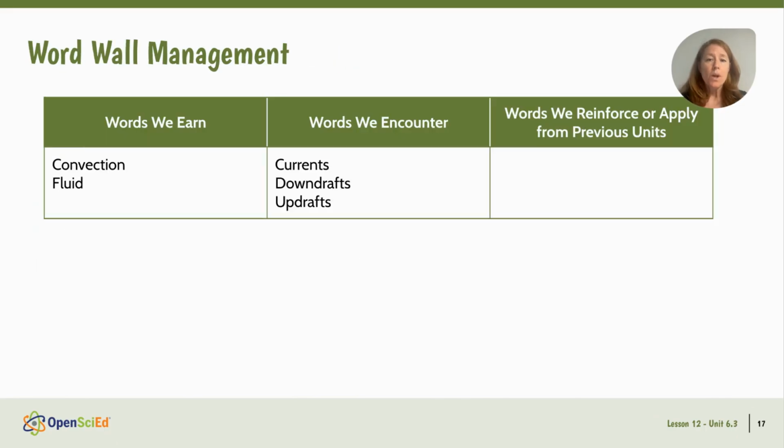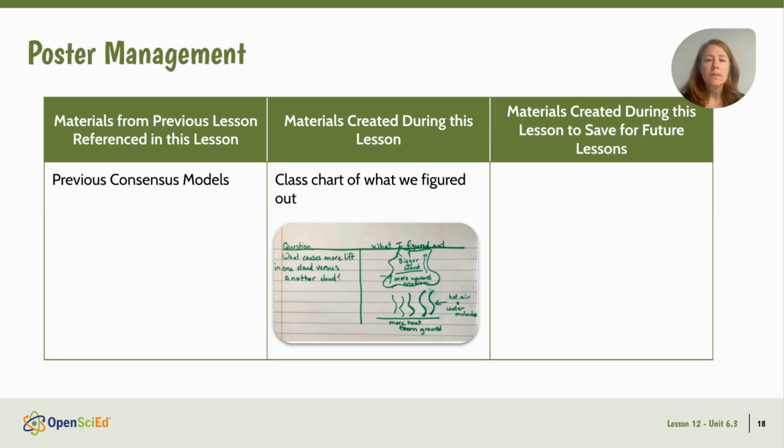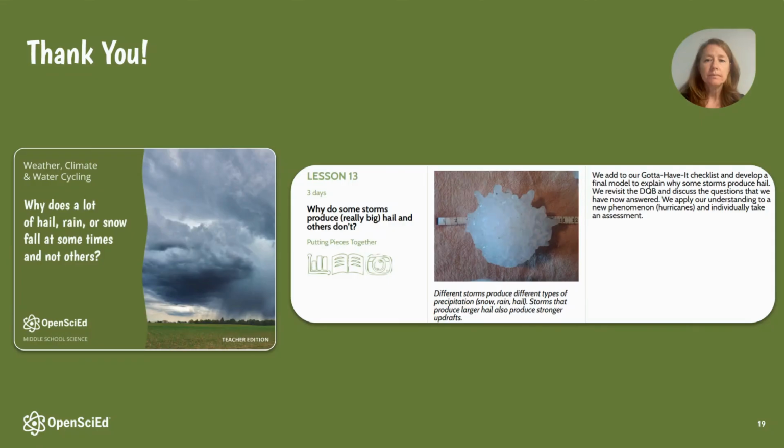During this lesson, we'll add the words convection and fluid to our word wall. We're also going to explicitly name the movement of the air currents as either downdrafts or updrafts. And we'll continue to refer back to previous models as needed. During the end of the lesson scientist circle discussion, it's helpful to draw a class chart of what we figured out and specifically name those updrafts and downdrafts for the kids to be able to see.